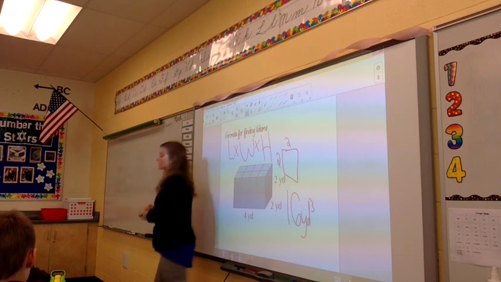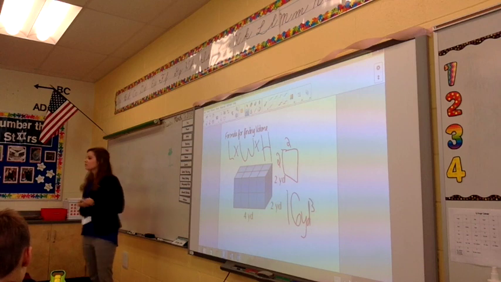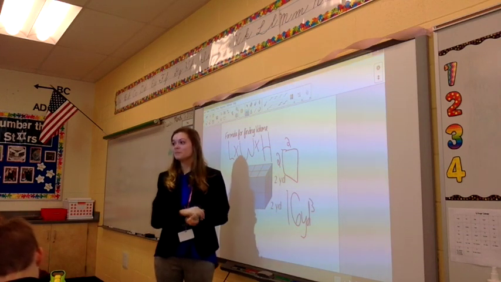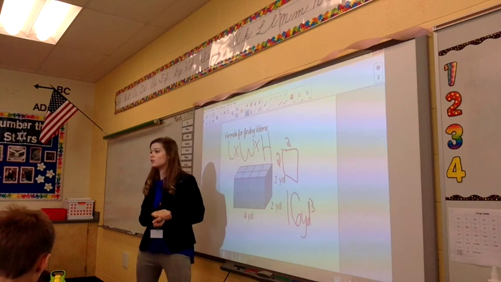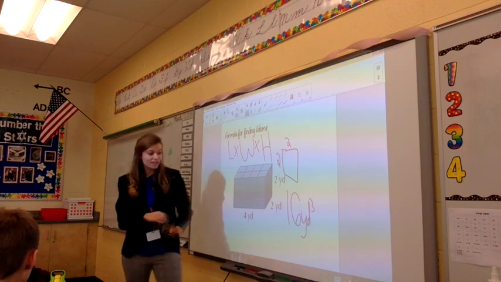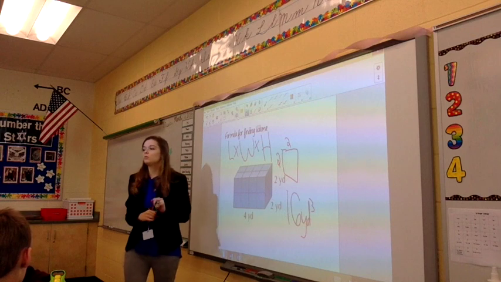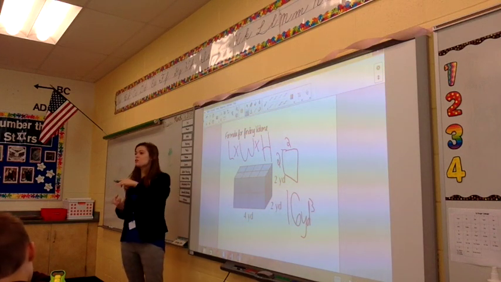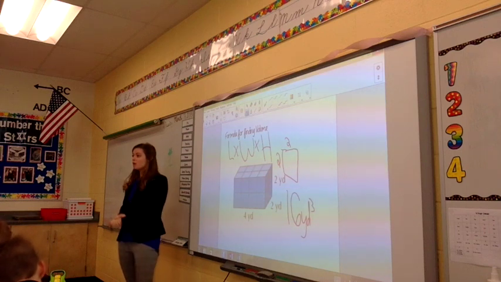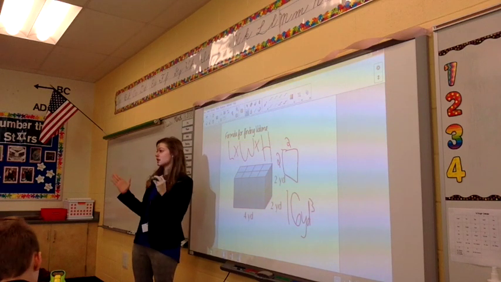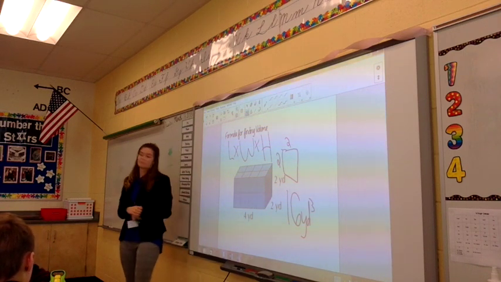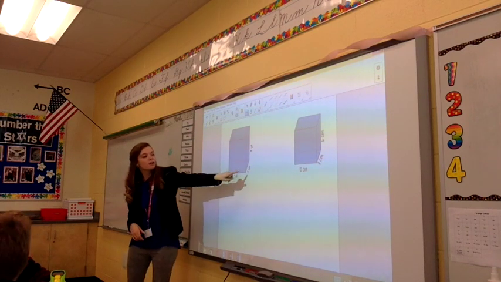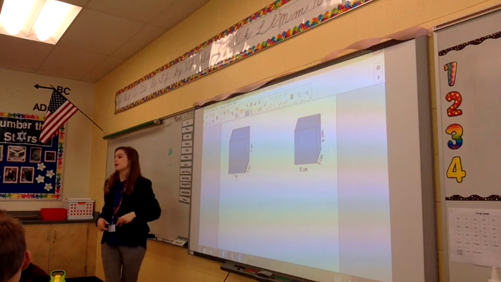Does anyone remember what that is called? Just talked about it, Brendan. Cube, yeah, our cubic units. Yeah, this is 16 yards cubed. And you can kind of think this looks like a cube right here. So then you know that it's cubed. Whereas when we're finding the area, it kind of looks like a square, so you can think square. Exactly.